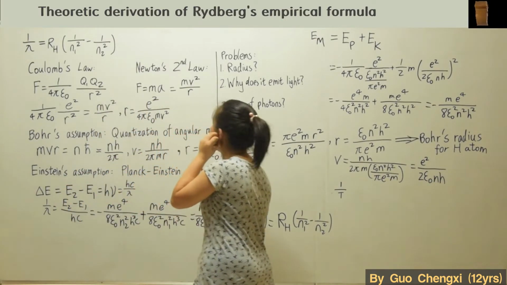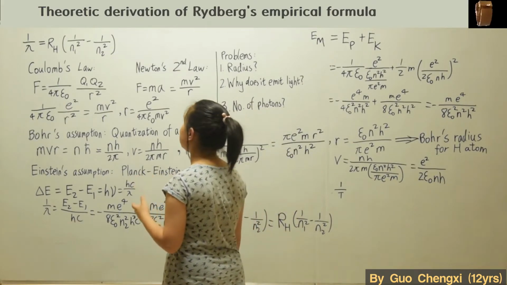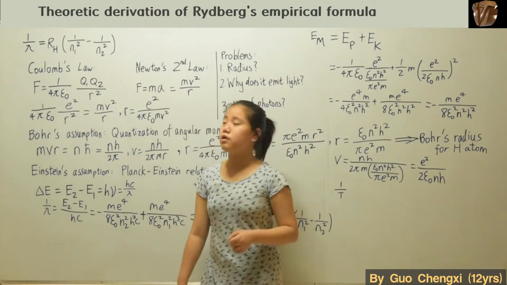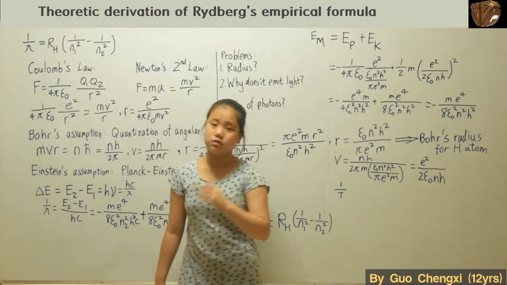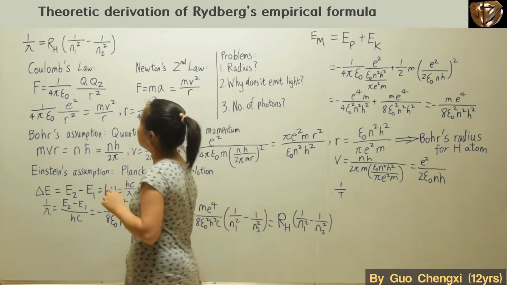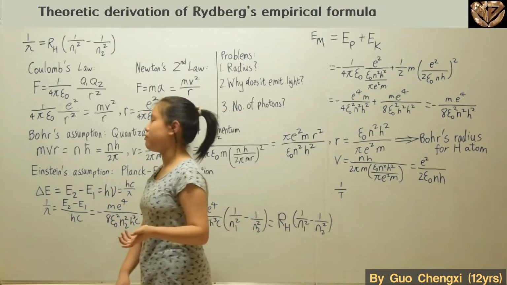So N, what does it mean? It is the principal quantum number. And N1 and N2, what's the big deal? For N1, you can choose any number you want: 1, 2, 3, 4.